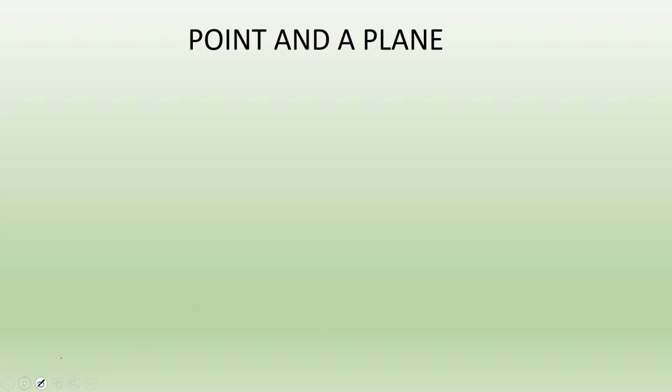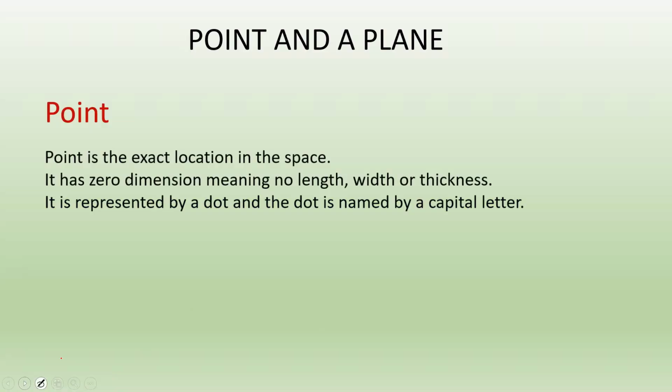Now in today's video, we will understand what is a point and what is a plane. So first of all, a point is the exact location of a zero-dimensional object in the space. Now what does a zero-dimensional object mean? It basically means that that object has no length, width or thickness. Hence, it's just a small dot. A dot over here is a point, and this dot is basically represented by capital letters. Now, these are points in the space.